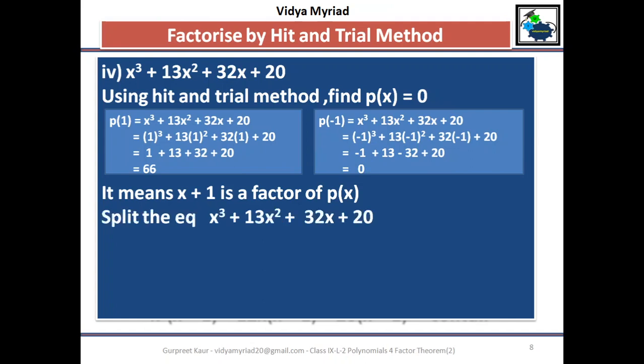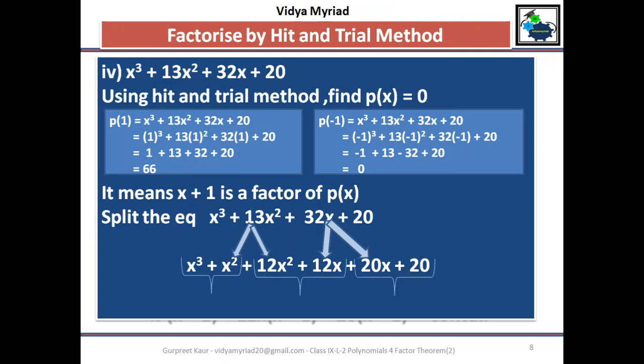Now, what will I do? I need to split 13x square and 32x, and I will start from my right side, that is 20, such that 32 can be split as 12x and 20x. Then 12 is already there, so 13x square can be easily broken into 12x square and x square, and then is x cube. So what I need to do now? Make a pair and try to take common outside, whatever is possible.